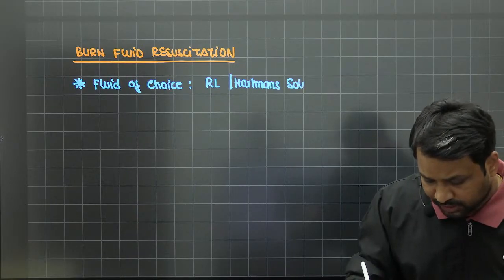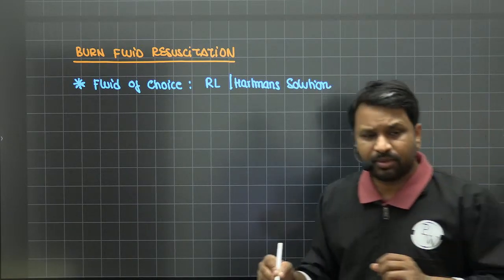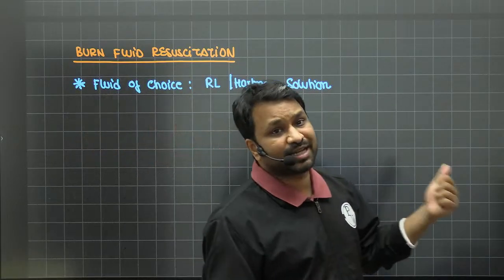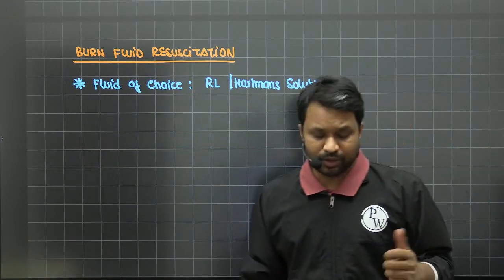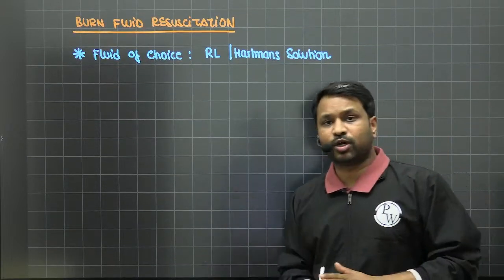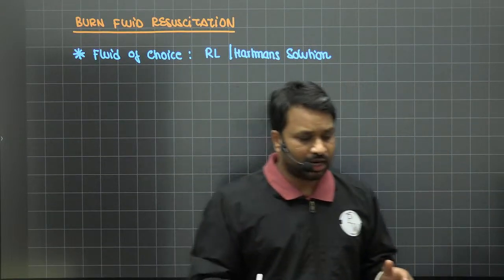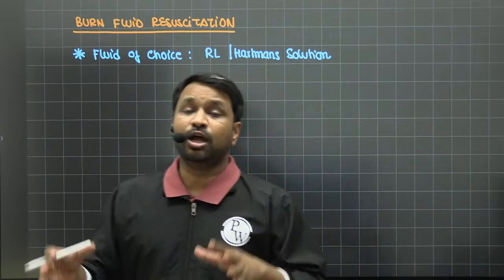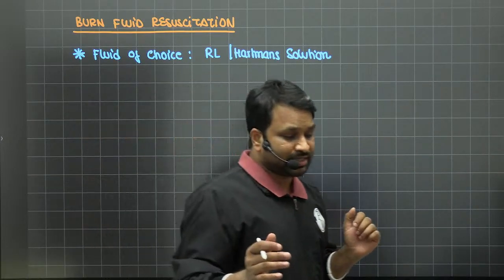They are almost similar, but if you want to know the exact difference, you can refer back to our lecture on shock where we have spoken about various kinds of fluids and their compositions. So yes, the fluid of choice is Ringer lactate or the Hartmann solution. Now, how much quantity should be administered? What is the period of administration? All these are important.